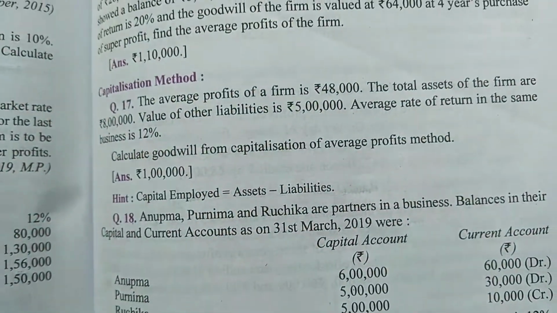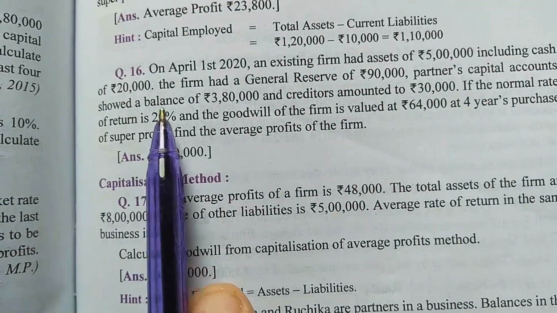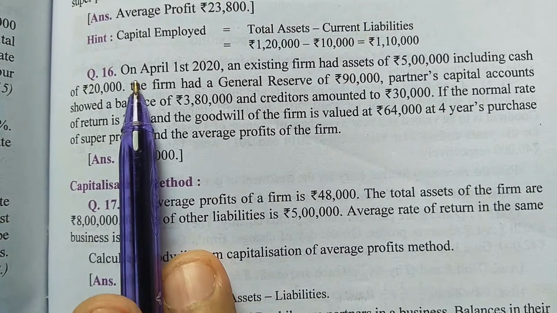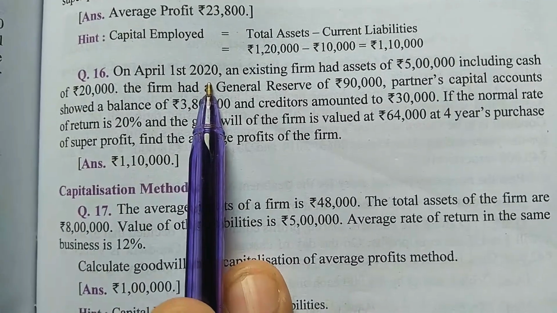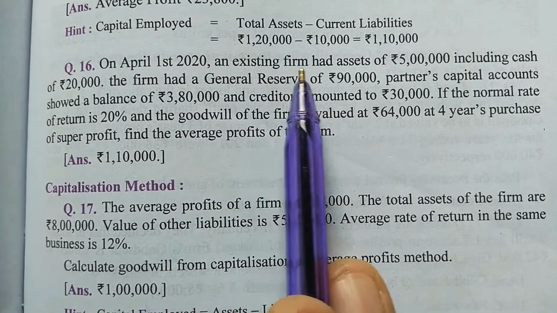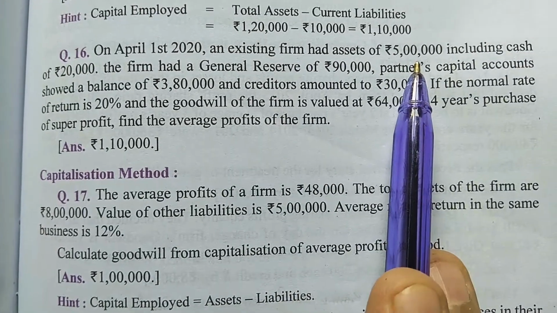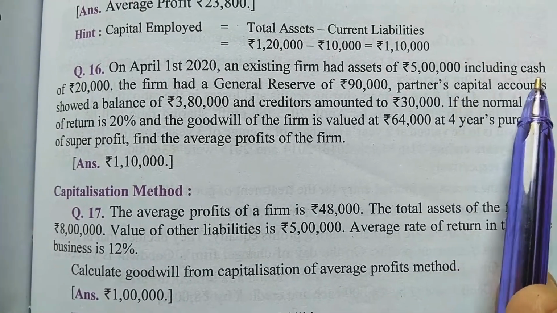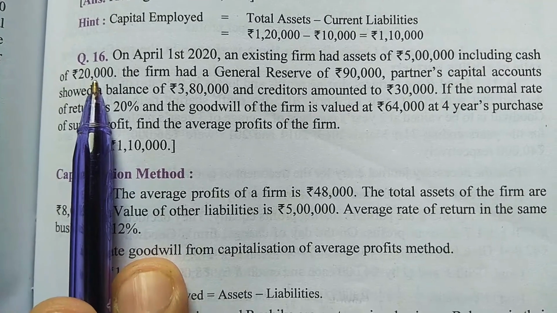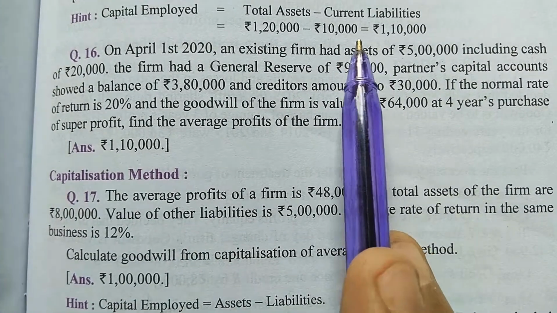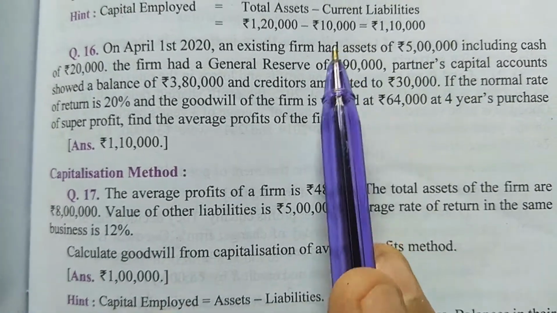Now see another question given in the book. This is question number 16. In the 16th question, on April 1st, 2020, an existing firm had assets of rupees 5 lakh including cash of rupees 20,000. We will consider the total assets including cash.